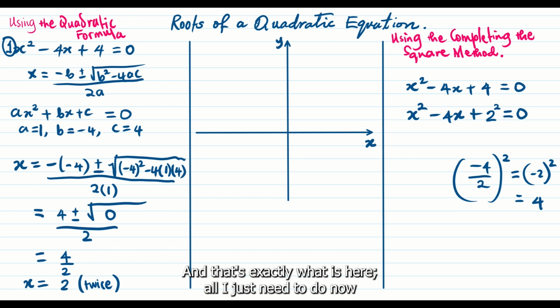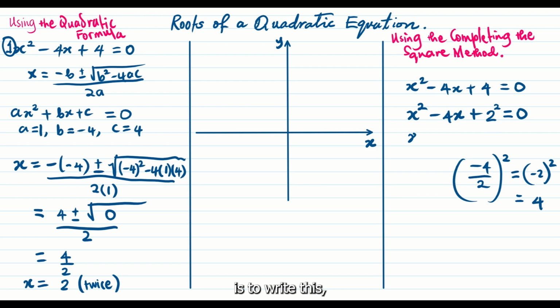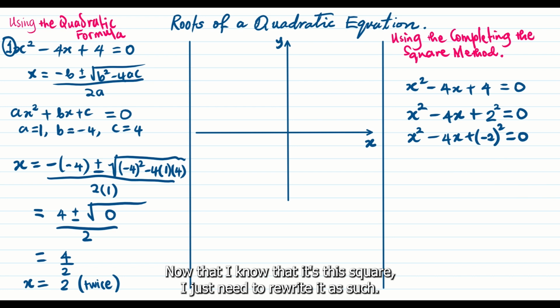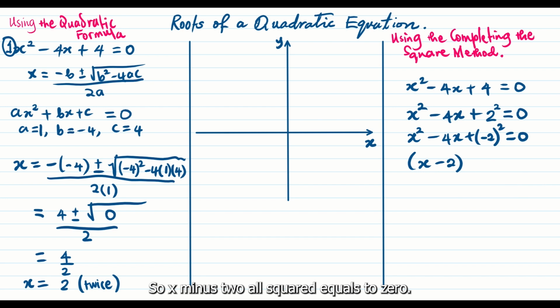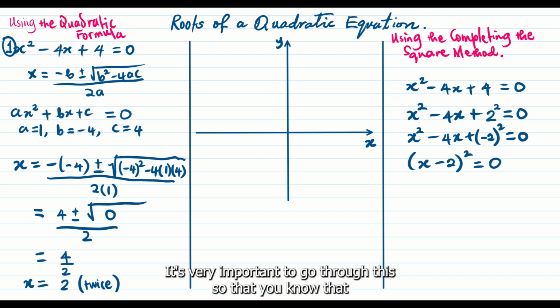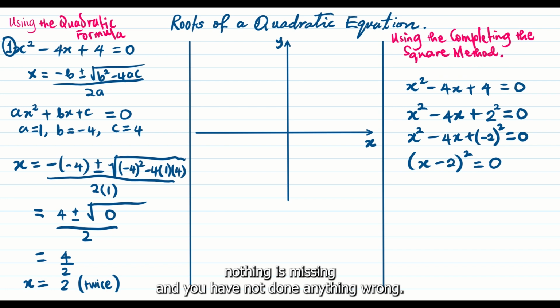All I just need to do now is to rewrite this as negative 2 all squared. That's all I needed to do, okay? And it's exactly what a square will look like. Now that I know that it's a square, I just need to rewrite it as such. So I have x minus 2 all squared equals 0. Take note that if you expand this, you get back the original question. It's very important to go through this so that you know that nothing is missing and you have not done anything wrong.